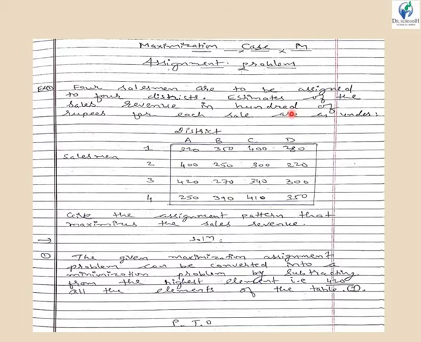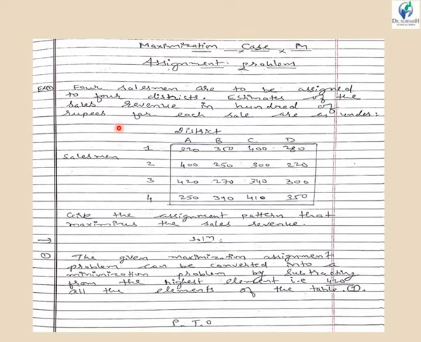There are total 4 salesmen to be assigned to 4 districts. Estimates of sales revenue in hundreds of rupees for each cell are as under. There are 4 districts and there are 4 salesmen. So give the assignment pattern that minimizes the sales revenue.